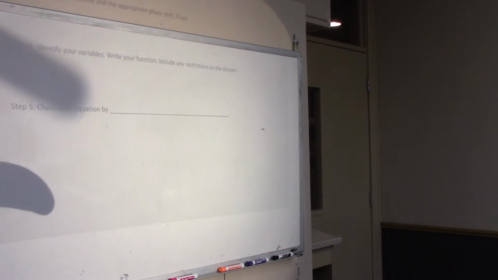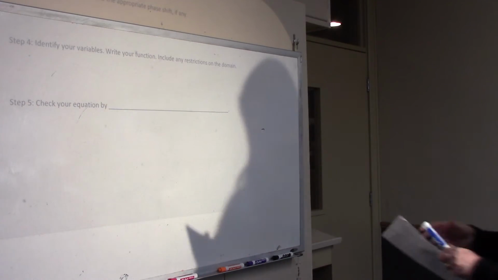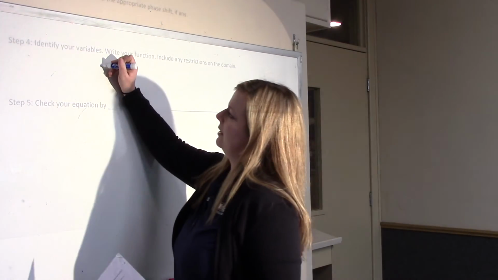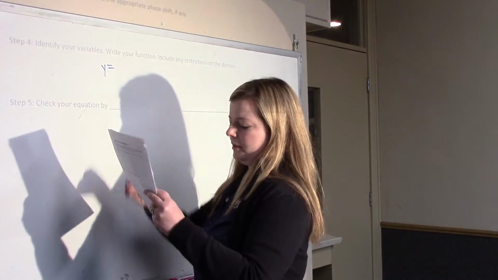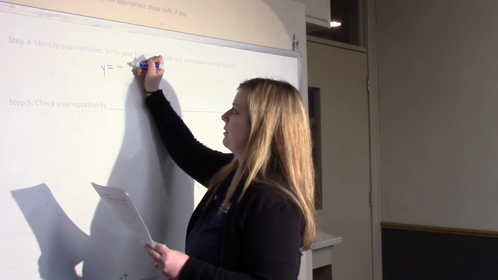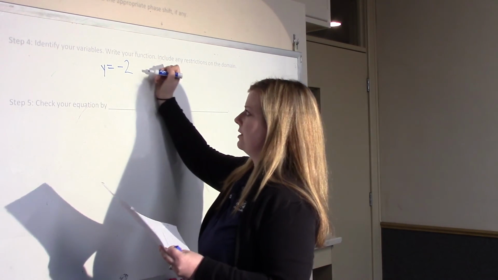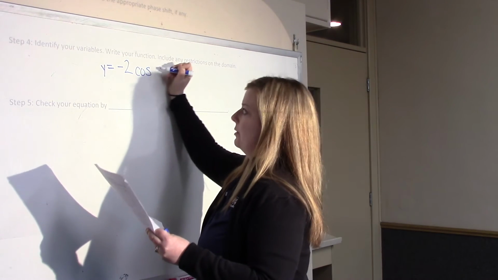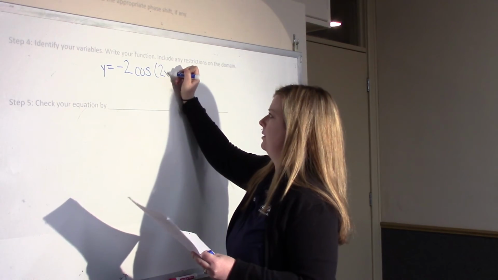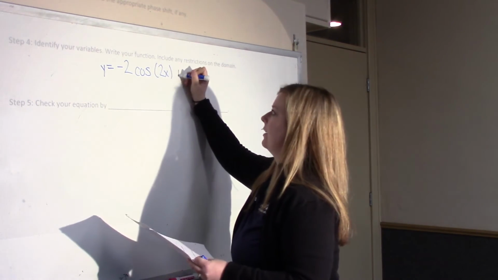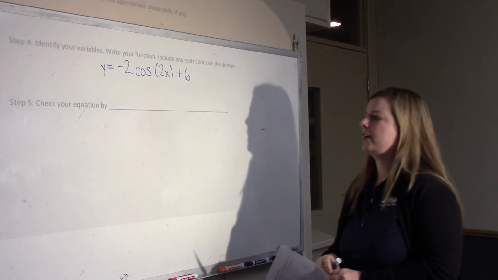So step 4. So our function then is f of x, or we can say y equals minus, it's minus cos, so minus a, which is 2, cos, and then k is 2, and then our c value. Okay, so there you go.